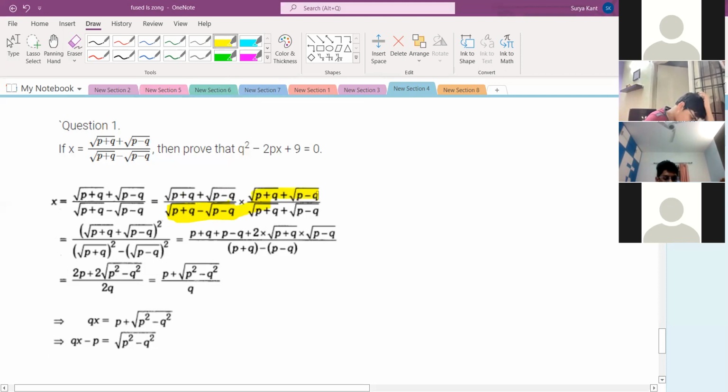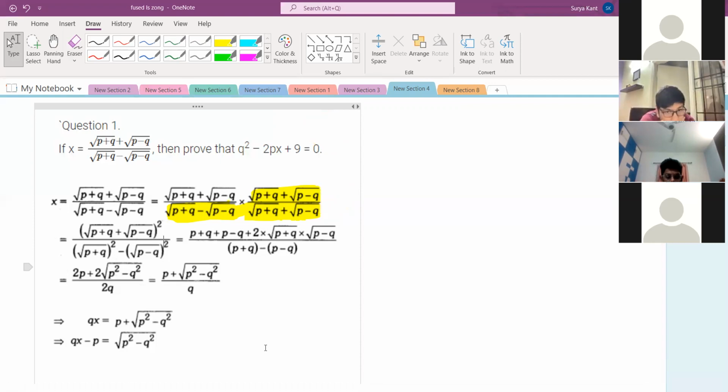Yes, sir. The same thing, we are just multiplying numerator and denominator with the changed sign, okay? It means that we are rationalizing it. After that, just multiply root p plus q, root p minus q. a square minus b square, you can open it. Same thing is there, the a plus b whole square. And then we can open it in a square minus b square form, right?